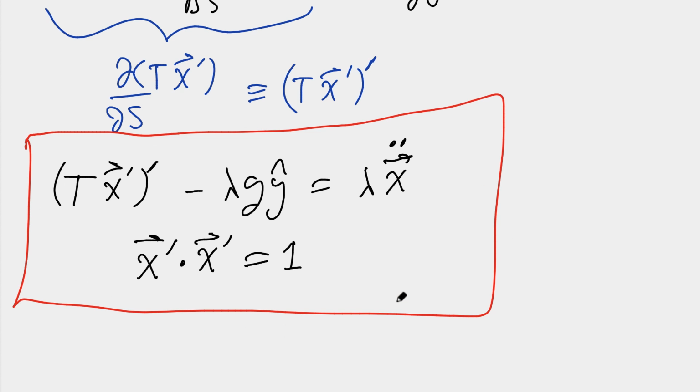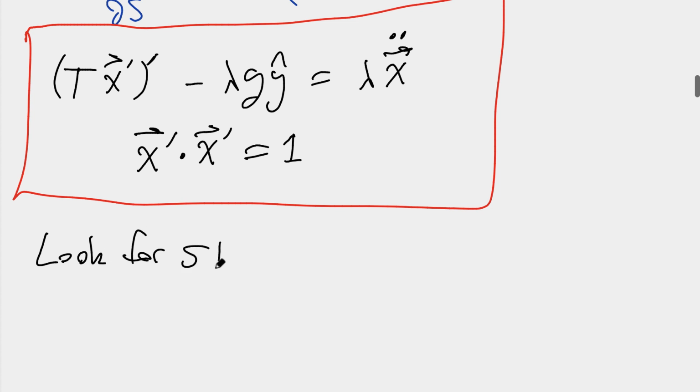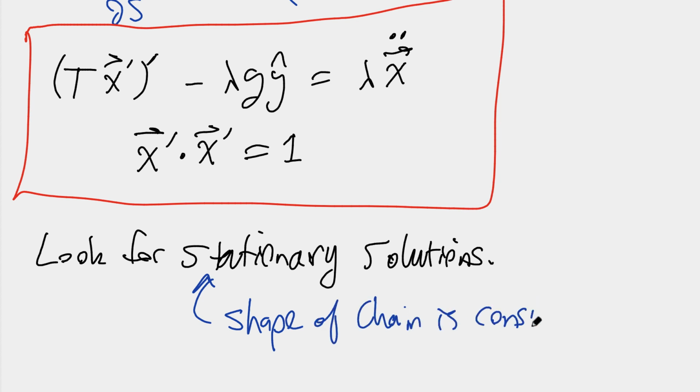What we'd like to do is find stationary solutions of these equations. What I mean by stationary is that the shape of the chain is constant in time. But the chain can be moving with speed v along its own length.